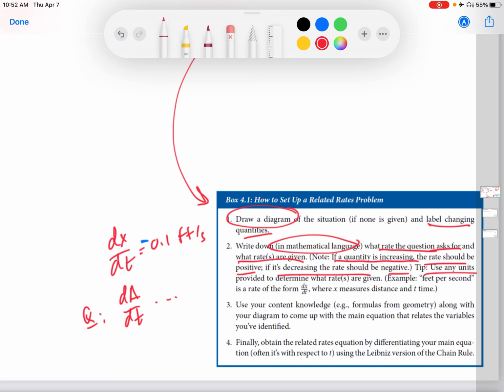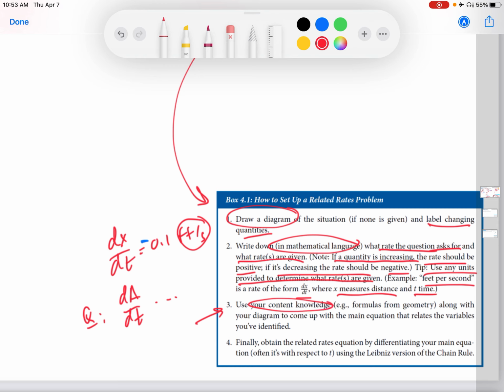Okay, and then a tip: use any units provided to determine what rates are given. So feet per second tipped us off to say, okay, this is the side length per second. The problem also told us the side length is changing at 0.1 feet per second. So I say that here: feet per second is a rate of the form dx/dt, where x is distance and t is time. All right, number 3, use your content knowledge.